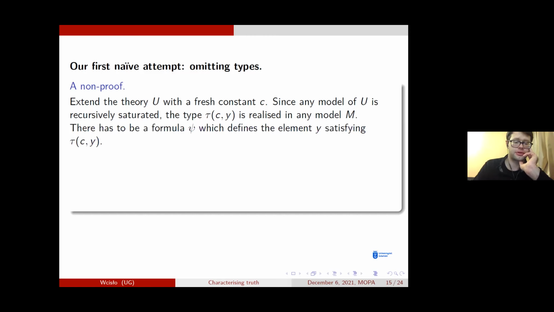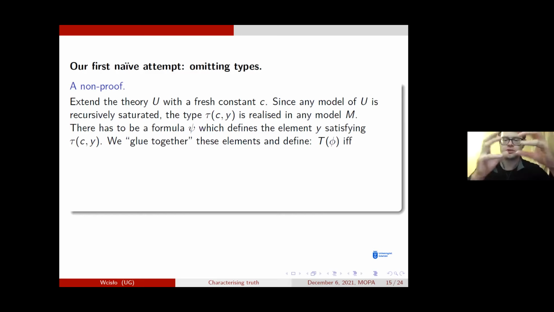Okay. So now I say that there has to be a formula Psi which actually defines this element satisfying type tau. So actually there has to be a formula that satisfies this type, this portion of a truth predicate depending on C. Because otherwise I would run an omitting types theorem and find a model in which type tau is not definable, and then this would contradict the properties of U, that it's assumed to impose recursive saturation. If you have those elements satisfying type tau, we can glue them together.